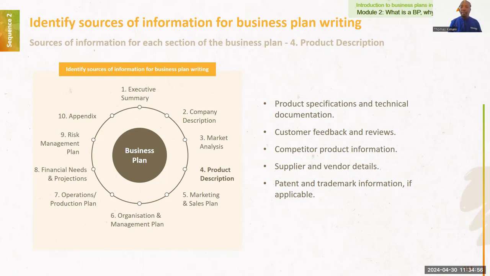Competitor product information. Yes, there are competitors out there. The information is out there because no competitor hides their product. You can actually go and buy your competitor's products in the market, so you'll be able to understand and study it and figure out how it's different from yours.